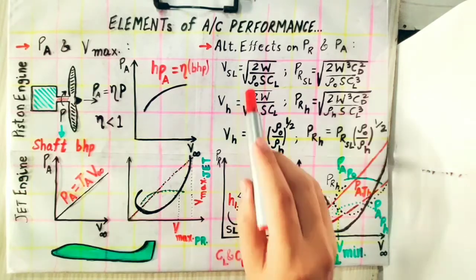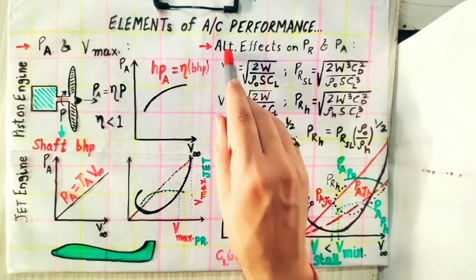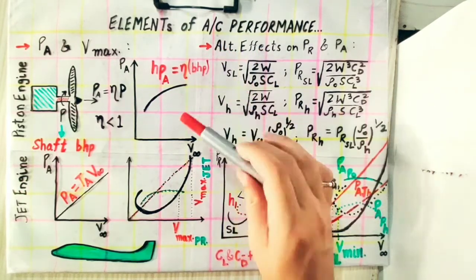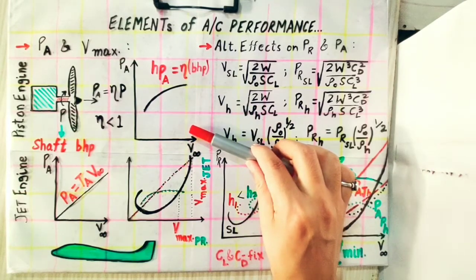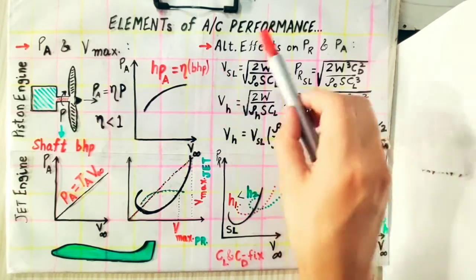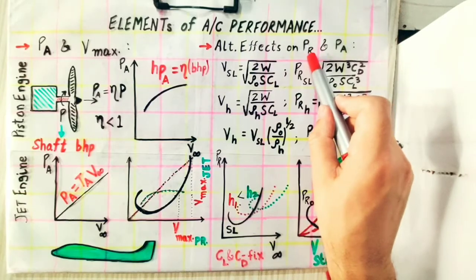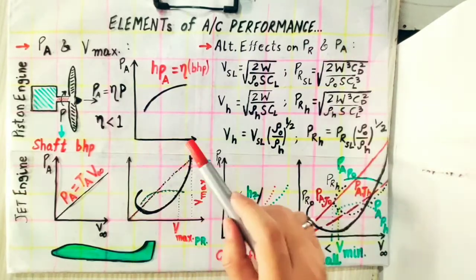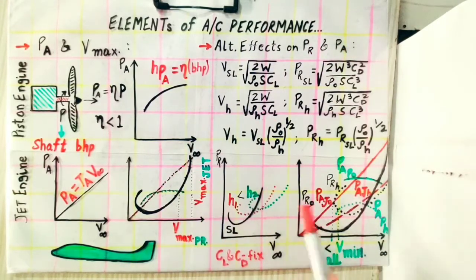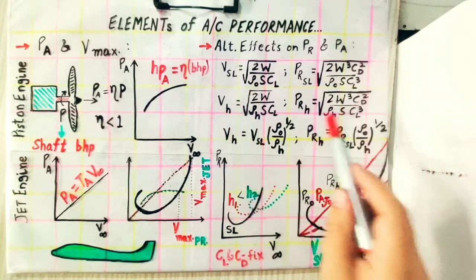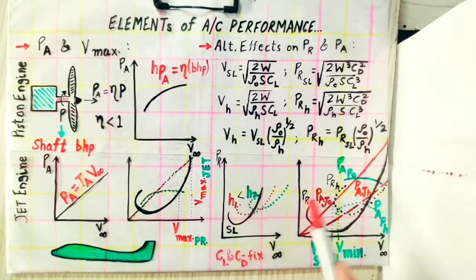Okay, so now moving on to the effect of altitude. When the aircraft is moving from sea level to a height, how does the aircraft perform, or how do the power required and power available to the aircraft vary? We will see through these graphs how they vary, and from these formulas we can verify that what we will be seeing is correct.